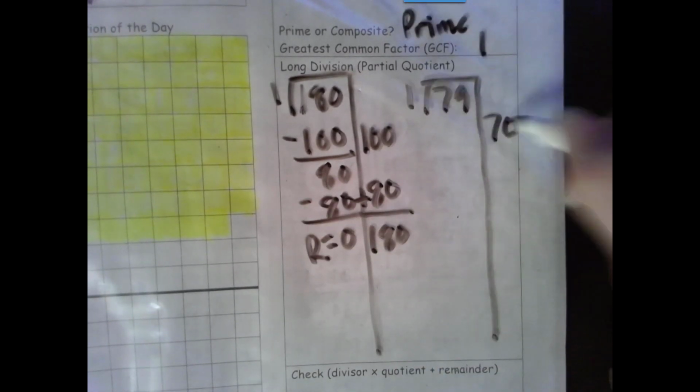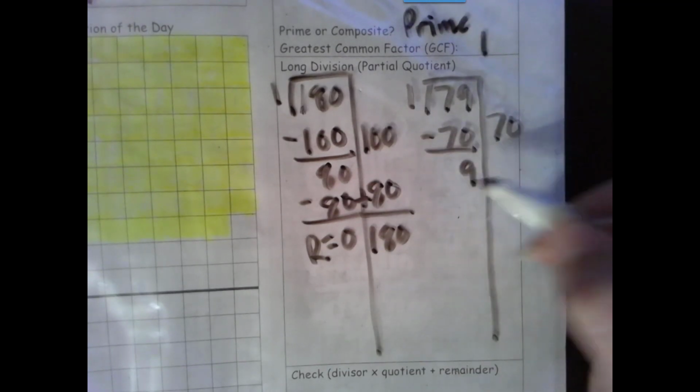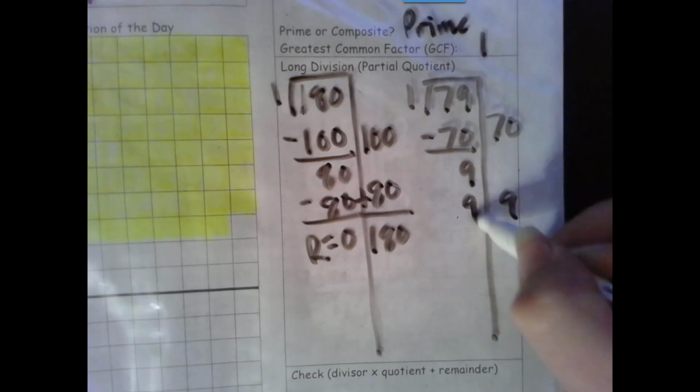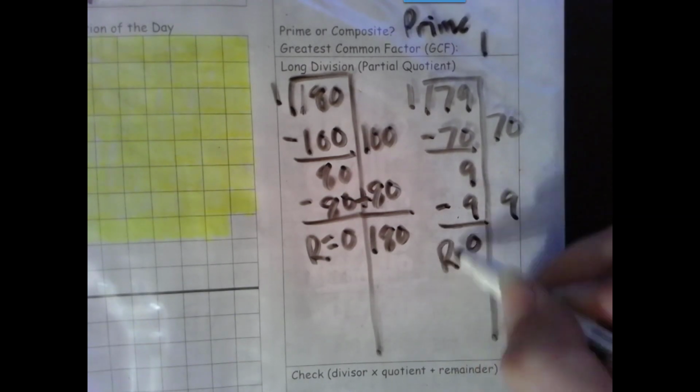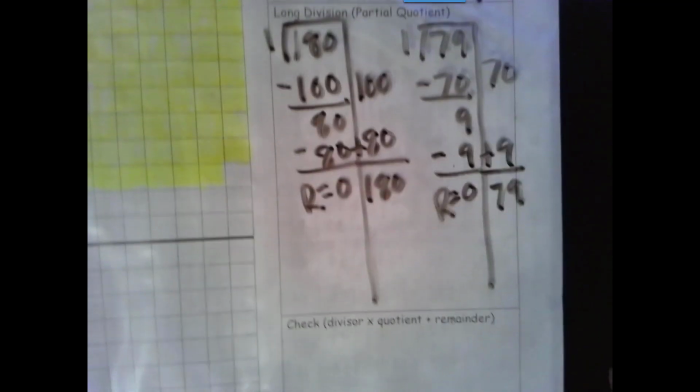Here I'm going to do 70 times 1 is 70. More on top, no need to stop. Numbers the same, zeros a game. 9 times 1 is 9. Numbers the same, zeros a game. 70 plus 9 is 79.